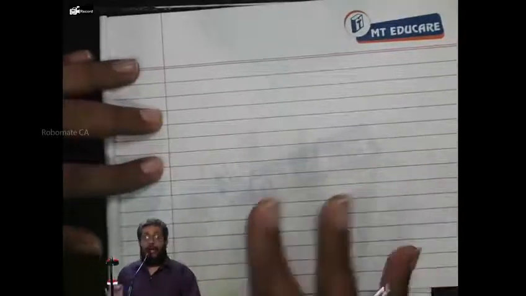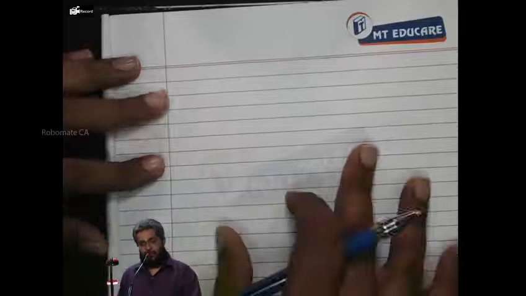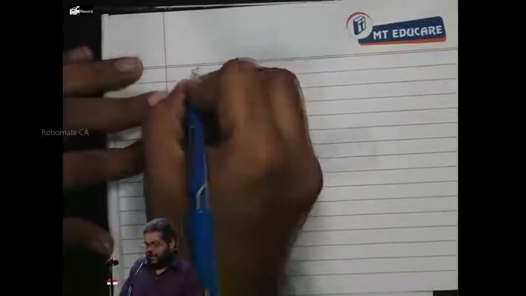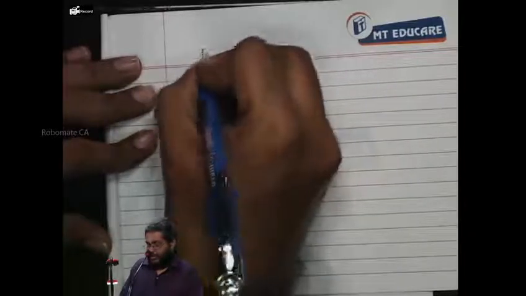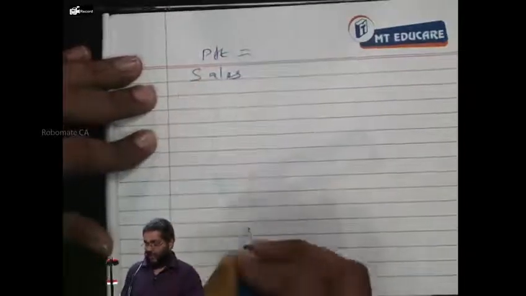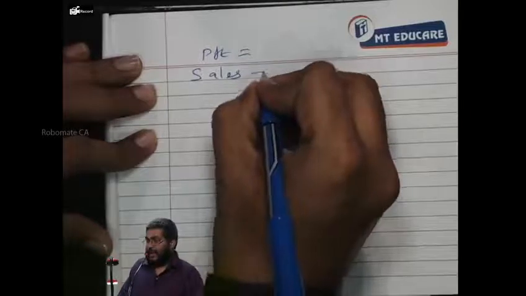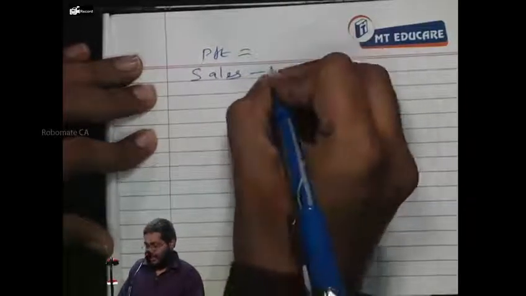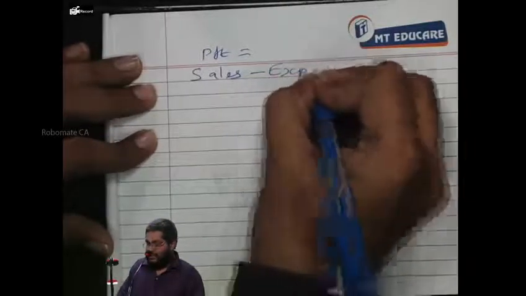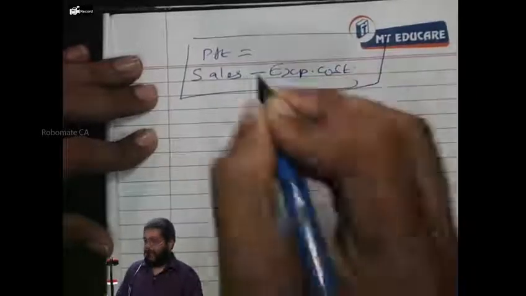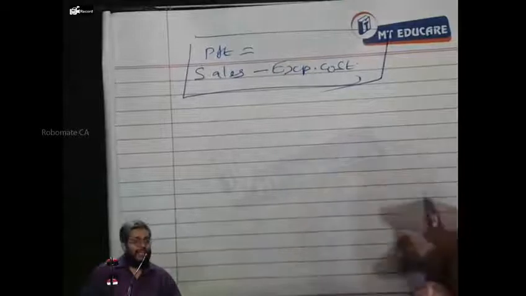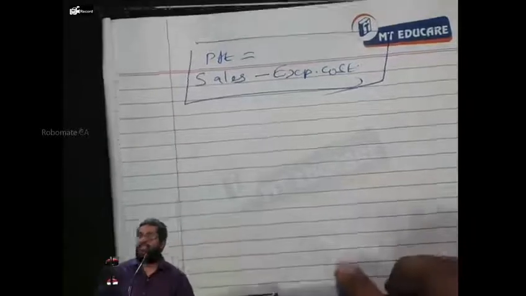Think afresh. I am going to start from scratch for you to understand it. Tell me, profit is equal to what? Sales minus cost. It is wrong. Sales minus expired cost will be called as what? Profit. Tell me, profit is equal to what? Sales minus expired cost is equal to profit.